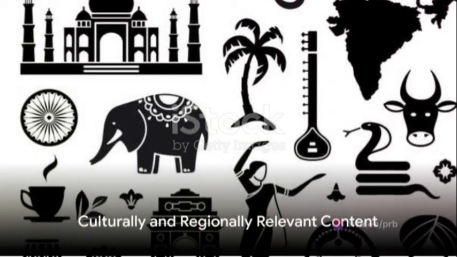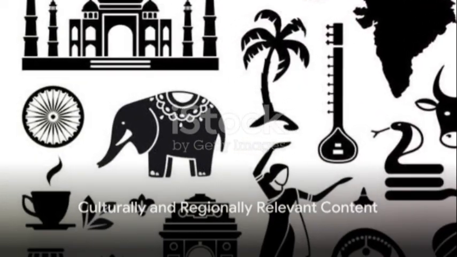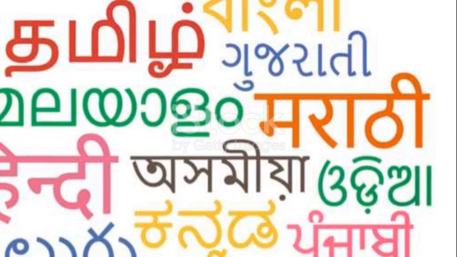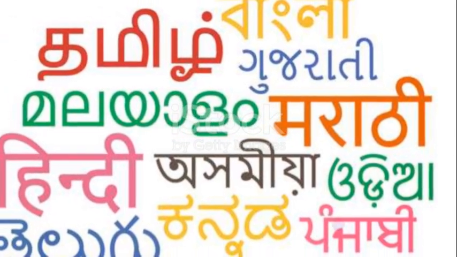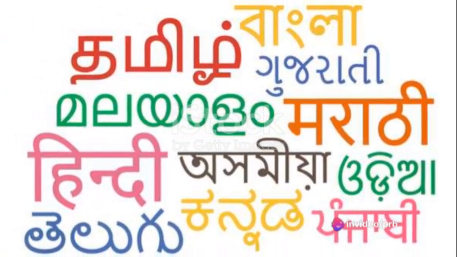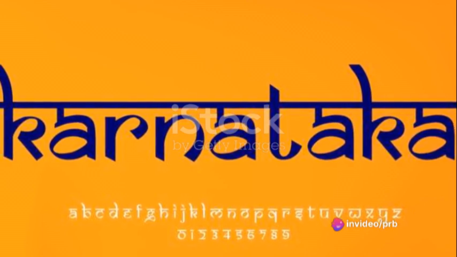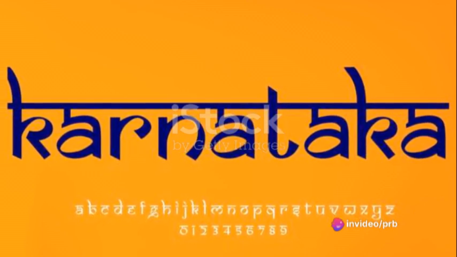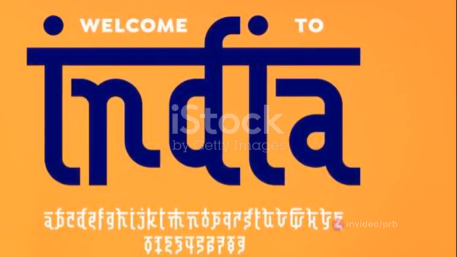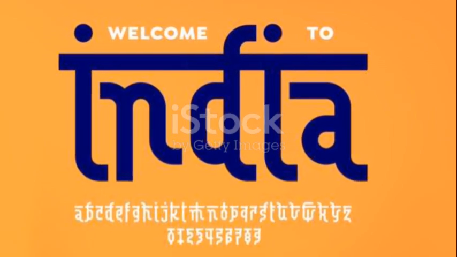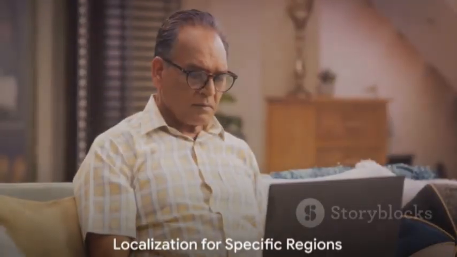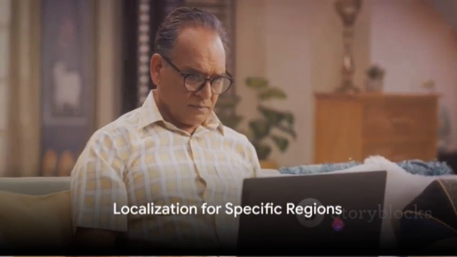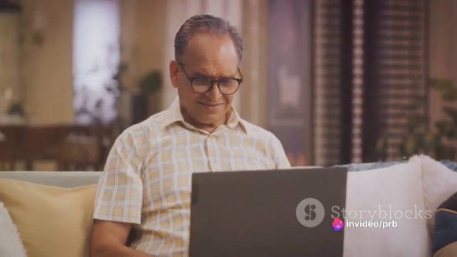But language is not just about scripts and characters, it's also about content. Content should be culturally and regionally relevant, reflecting language preferences, dialects, and idiomatic expressions. Icons and imagery should also be culturally appropriate, avoiding stereotypes. Localization is another important aspect. The interface should be translated and localized for specific regions within India, each with its own cultural and linguistic preferences.